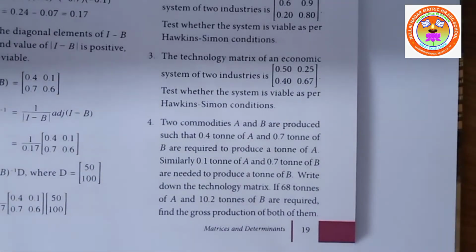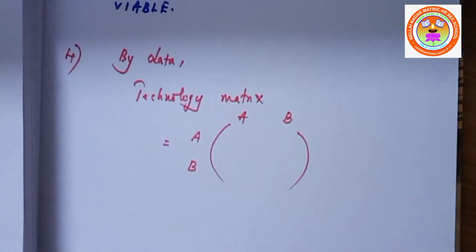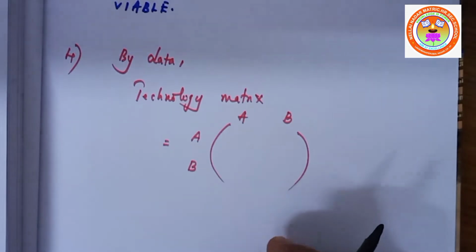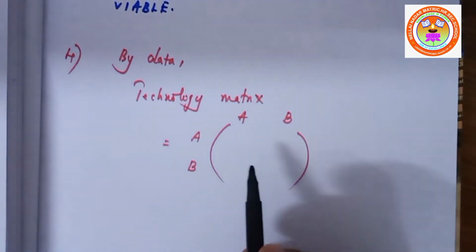Okay, see, as per the given data, I frame the technology matrix. The first condition is we have the two commodities A and B.